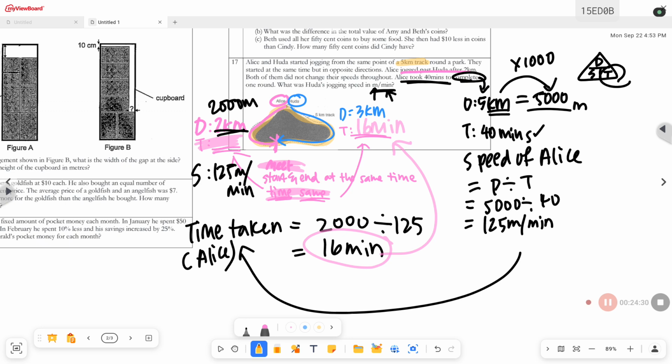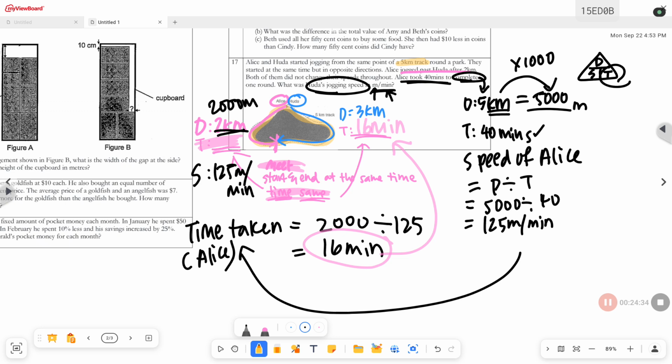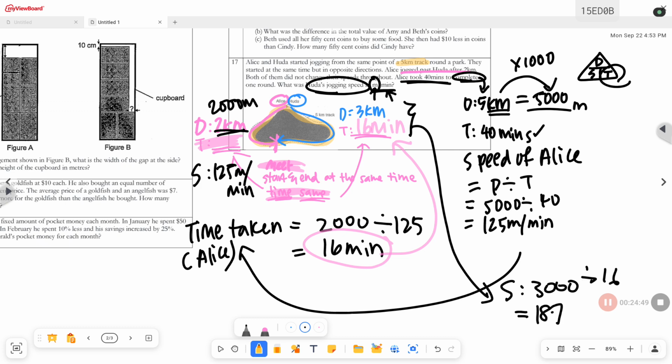So the question asks, what is Huda's jogging speed? From here, do you think you can find her speed already? Yes. So what is her speed? To find her speed, I'll take 3,000 because it must be in meters and divide by 16. So with that, your answer will be 187.5. And if you got it, very good. You got it.